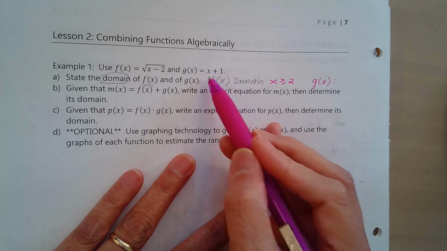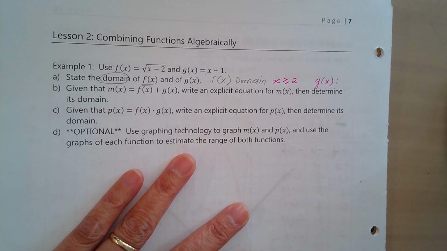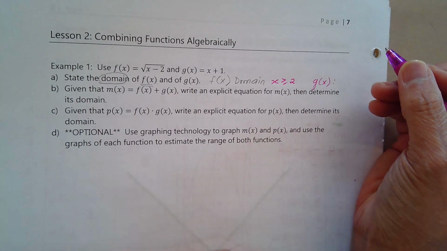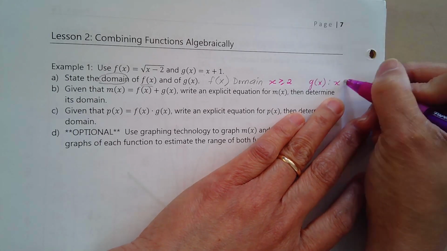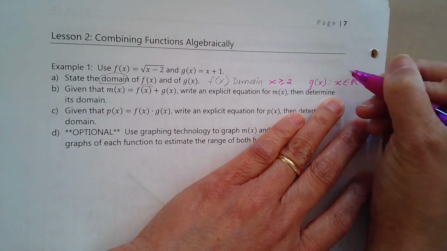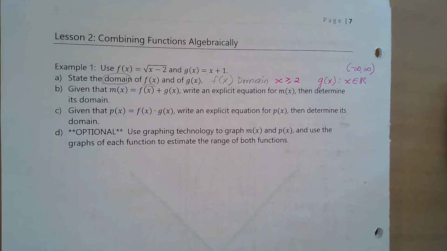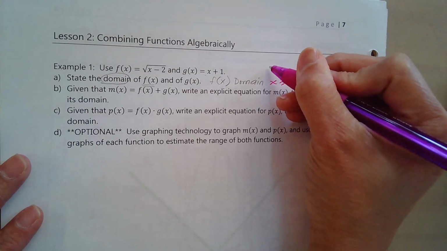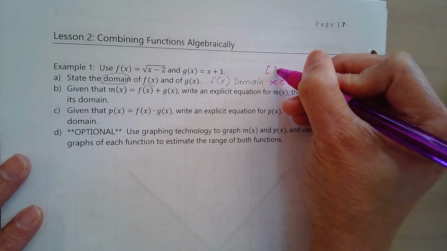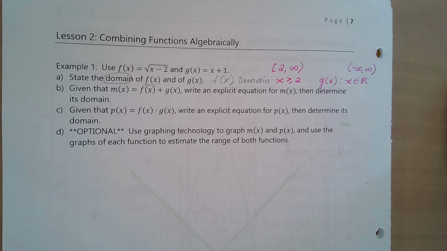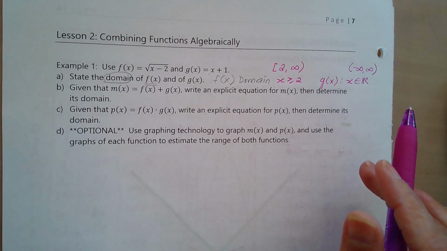So x plus 1. Negative infinity to positive infinity, or we can say x is an element of real numbers. And I'll write down the other one too. It's going to be 2 to infinity. Okay? So we have both the set notation and the interval notation in that form. You can pick which one you like. Is everybody okay with that piece?